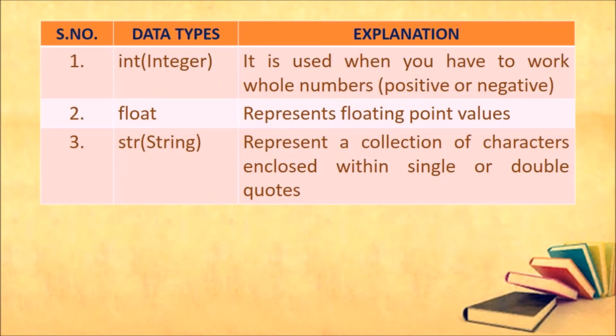Here are the types of data. The first is int, which stands for integer, and it is used when you have to work with whole numbers, like positive or negative numbers. The next is float, which represents floating point values, that is fractions like 2.5, 3.0. Okay, and the next is str, that is string, and it represents a collection of characters enclosed within single or double quotes. So when you are using letters or characters, that represents a string. So these are the data types.